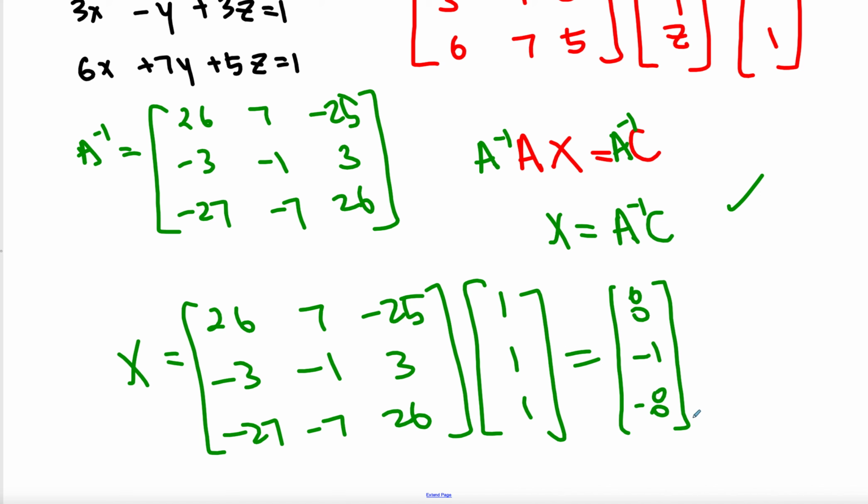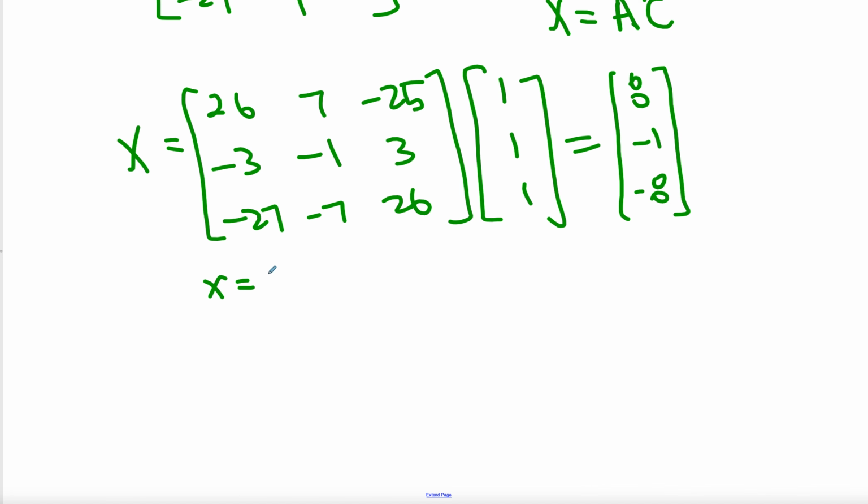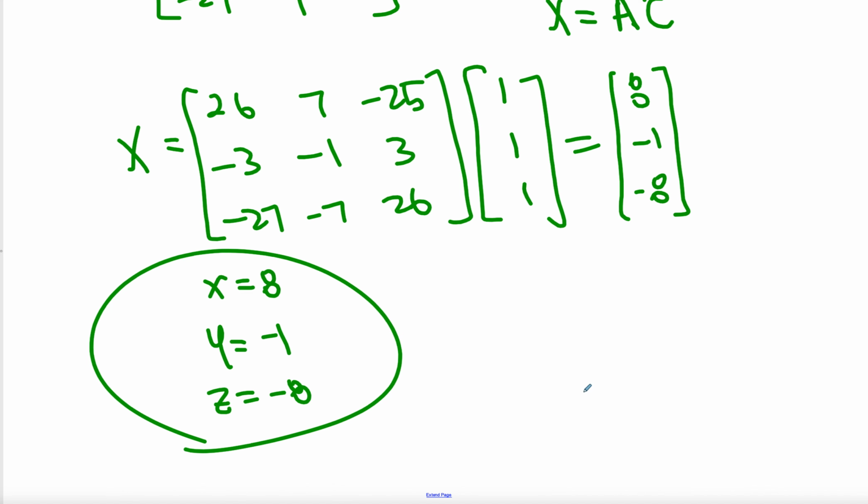So X is 8, -1, -8. That means we get to realize that x equals 8, y equals -1, and z equals -8. So that becomes our final answer for this question. All right, with that one, I'm going to close up for today, and I'll see you later.